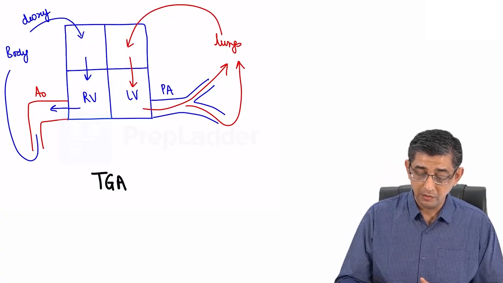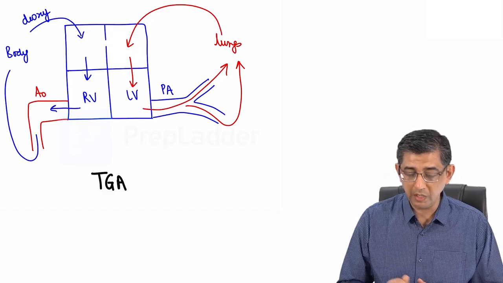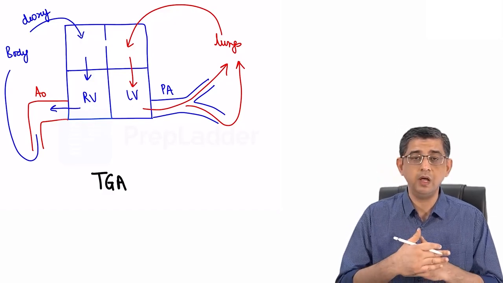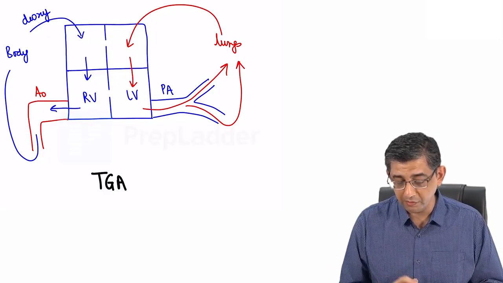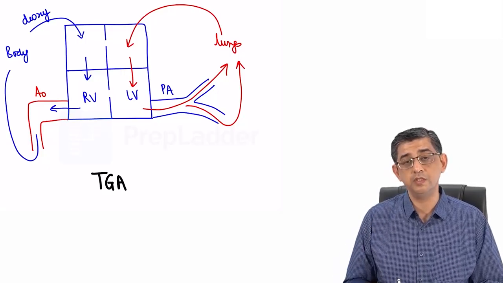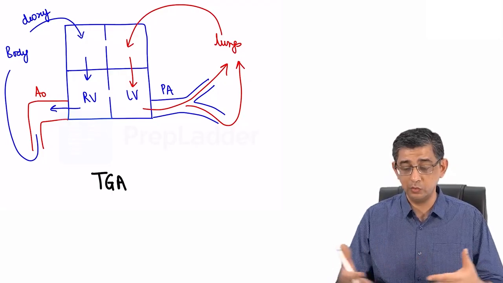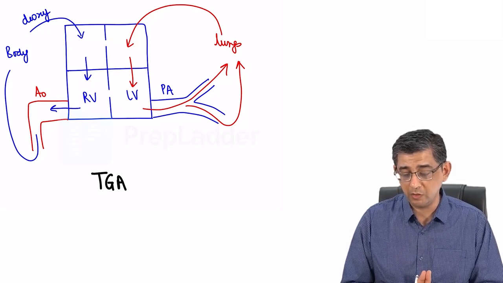So, well, sometimes God might be kind to this child and may give him an ASD. This ASD will allow mixing. Sometimes God will be more kind and will even give him a VSD. Imagine a child with TGA, having ASD also, VSD also. This will cause mixing of the two circulations. Mixing will explain the saturation component that will become positive on day 0.